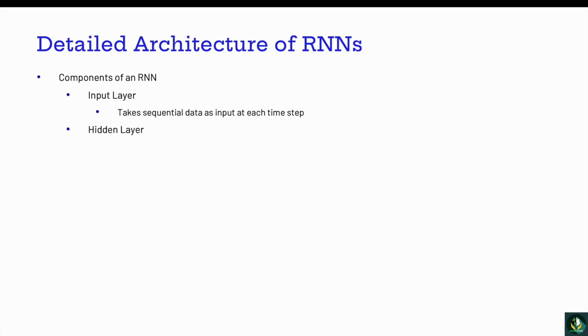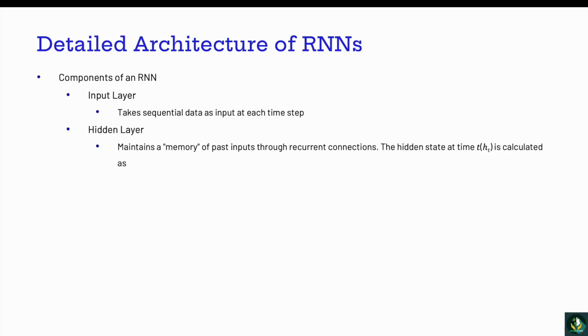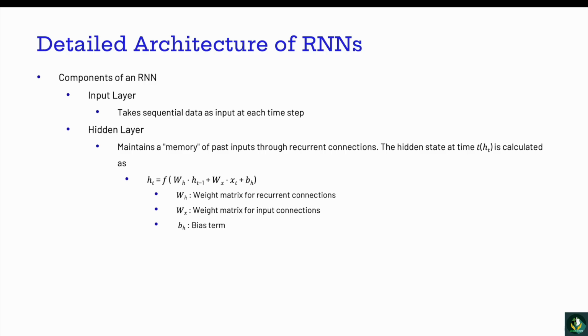Hidden layer, which maintains a memory of the past inputs through recurrent connections. The hidden state at time t, h_t, is calculated as h_t = f(W_h h_{t-1} + W_x x_t + b_h), where W_h is the weight matrix for recurrent connections, W_x is the weight matrix for input connections, b_h is the bias term, and f is the non-linear activation function. It can be a tanh or ReLU.